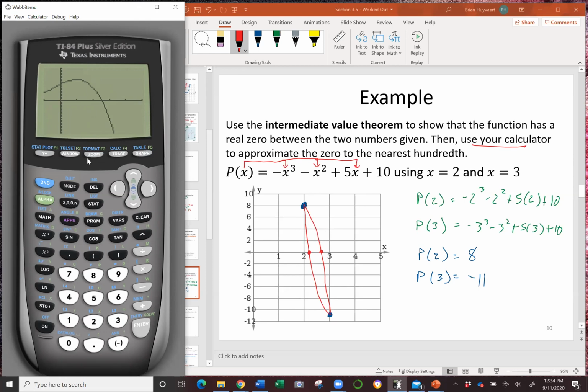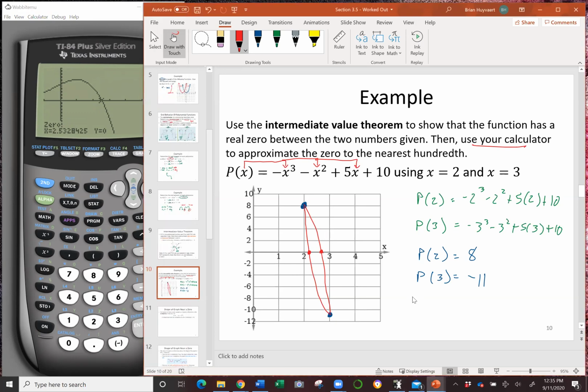Anyway, if we want to calculate that 0, let's do second and then trace. And our second option here is 0. And let's choose a left bound, something left of that 0. And then we'll scroll over a right bound. And the arrows will indicate your 0 is somewhere in here. Hit enter again, and then we've got a 0. We're going to approximate this to the nearest hundredth. So 2.53, 2 decimal places.